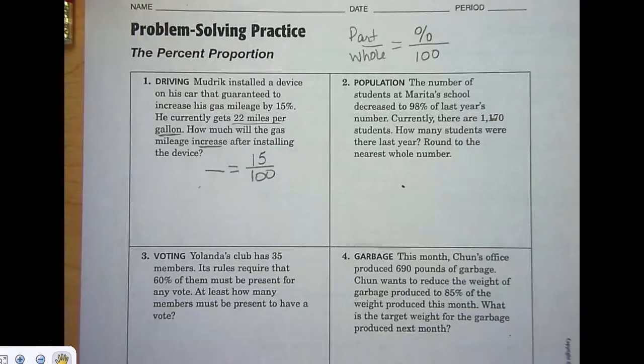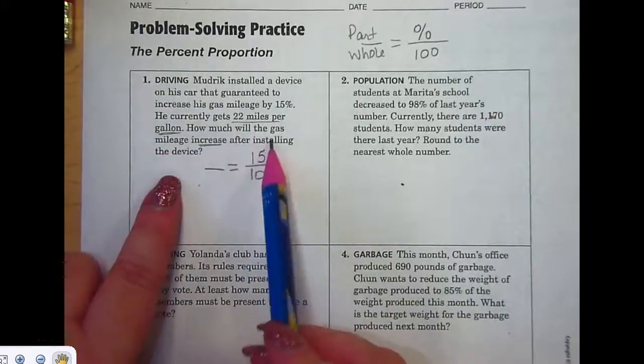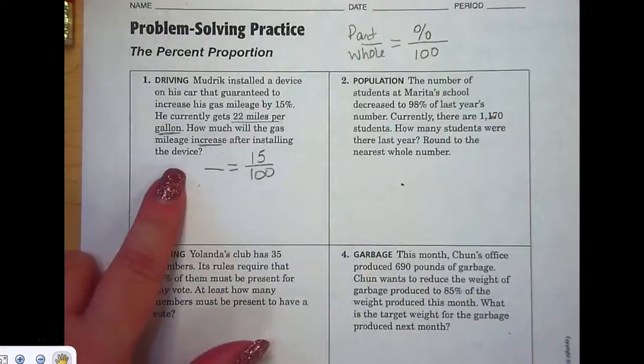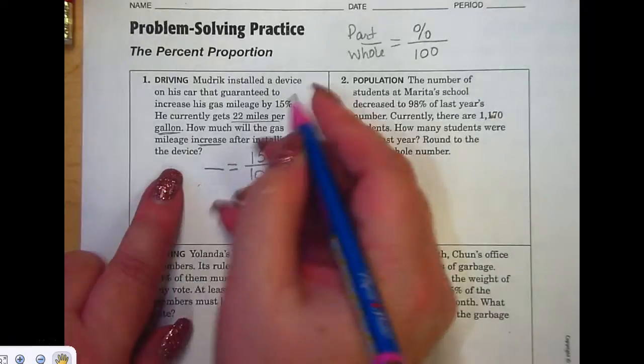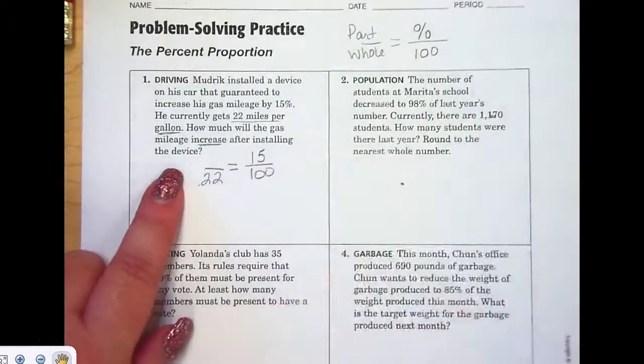Do you see how sometimes you're going to have to use some reasoning through this? A lot of times, if you solve the problem and you get an answer that doesn't make sense, this is where making sense of your answer comes into place. Would you think your part is going to be bigger than 22? How much will the gas mileage increase after installing the device? Would you think your answer is going to be more than 22 miles per gallon if it's an increase? No, it should not be. So you can make sense of it. So we're going to put our 22 here, and then we're going to solve it.